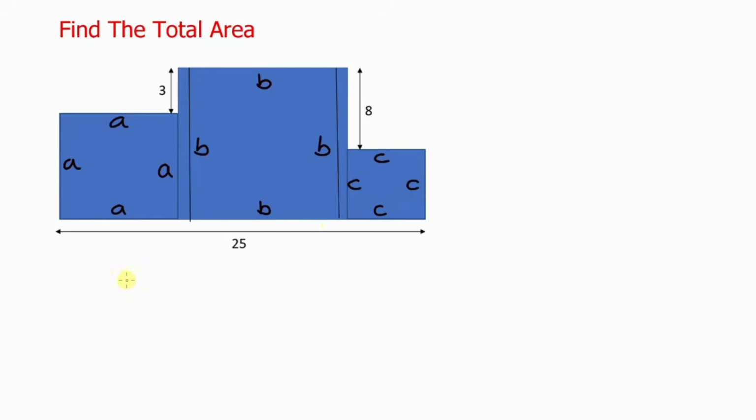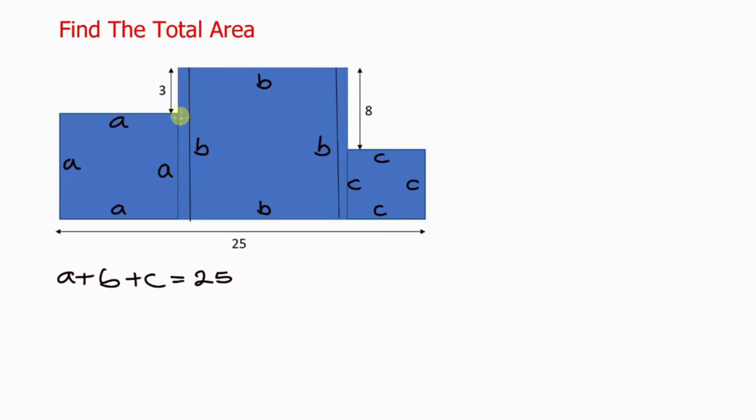Now, how do we approach this question? Well, we start with the base, which is the horizontal base. You see that the total length of the base is 25, and that makes up A plus B plus C. So A plus B plus C gives 25 in length. Now, we're going to talk about the vertical height one after the other. We start with the one on the left.